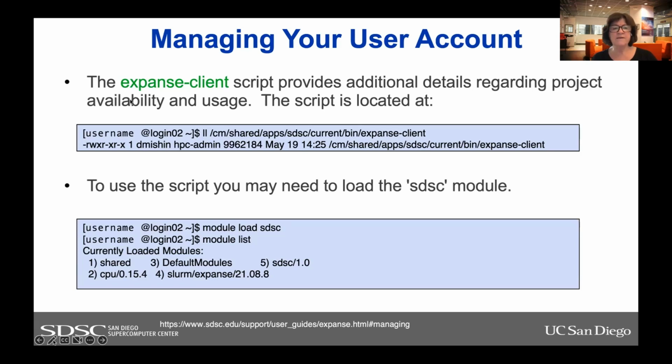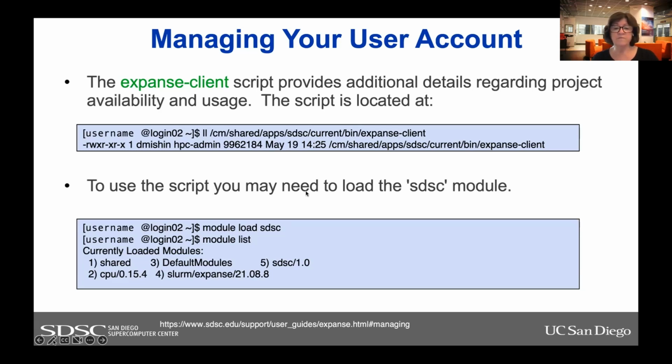So part of that SDSC module is a command called the Expanse Client. It gives additional details regarding your projects and the availability and usage that you've accumulated on them. The script is located here in our CM Shared Apps. Most of the commands and applications that we sponsor and develop are in this folder. Feel free to go look at that. You can look all through it and get an idea of what's in there. It's there for you to grab code from and try to run.